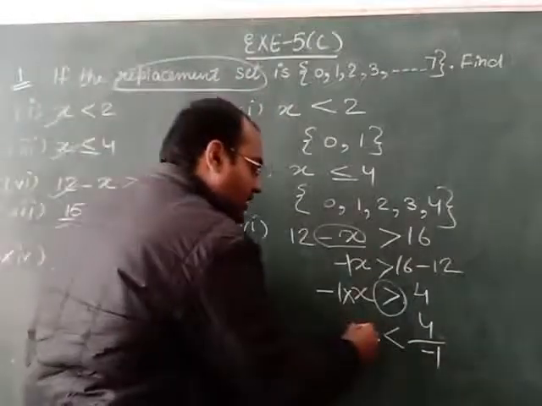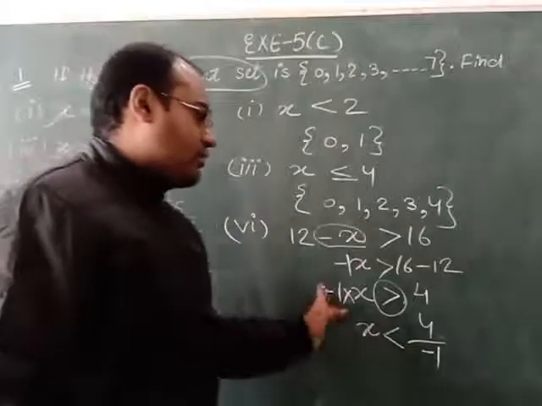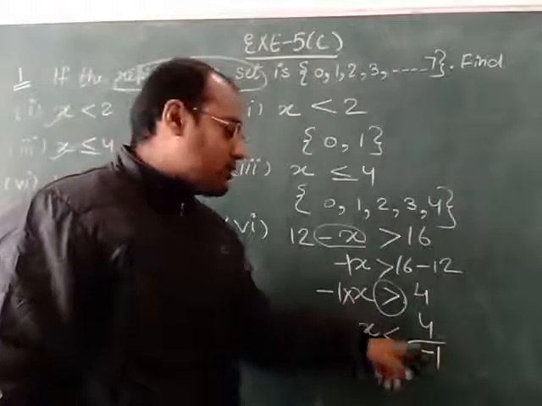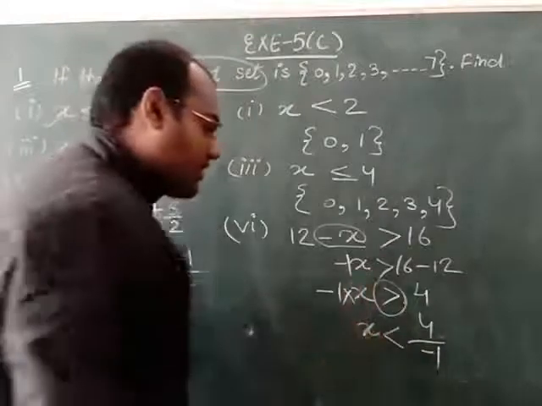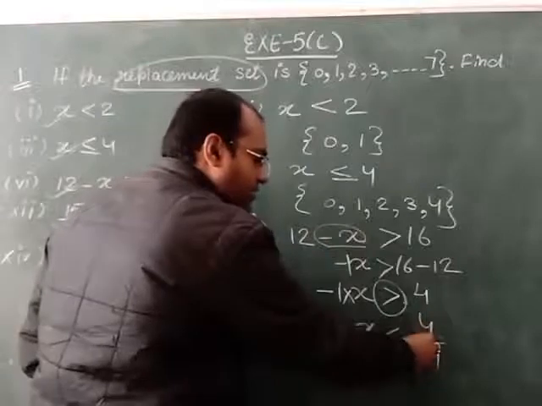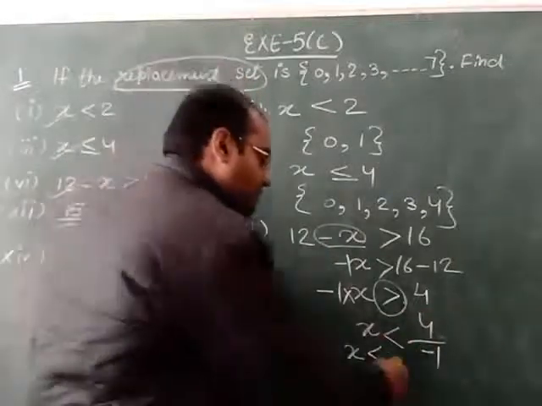And on the left hand side, what is the remaining term? X. Minus 1 we had brought to the right side in divide. So because of this minus number, we will change the sign of inequality. Now X less than 4 divided by minus 1. When we divide this 4 with minus 1, the answer will be minus 4.